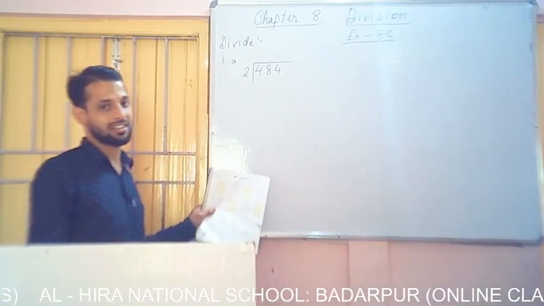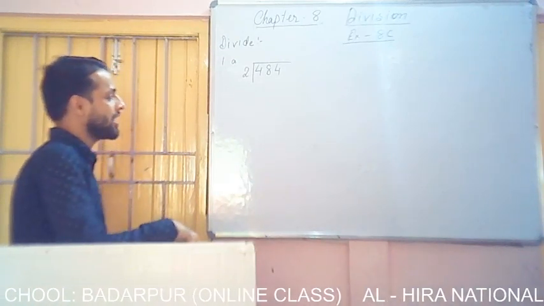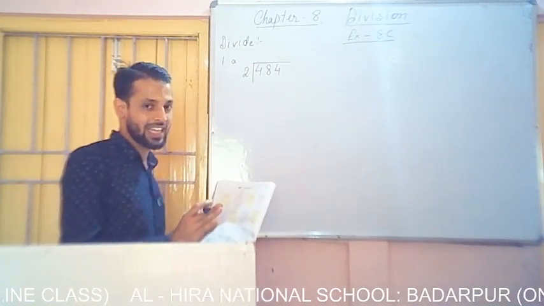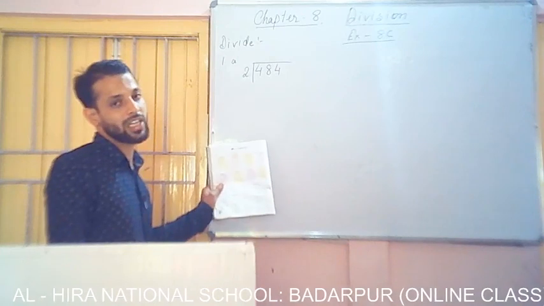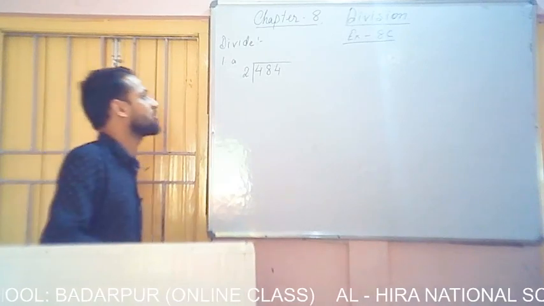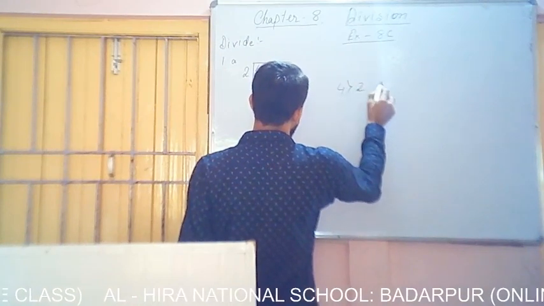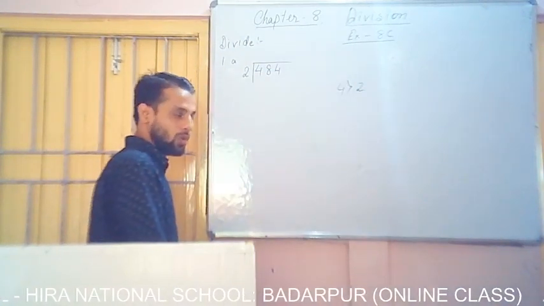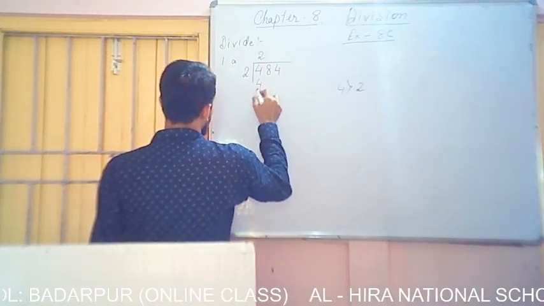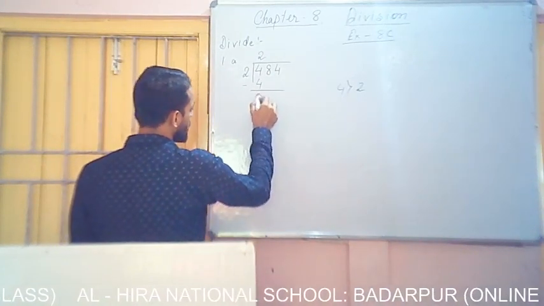As I told you earlier, in case of division, we always have to start from the left side, whether it is a 3-digit number, 4-digit number, 5-digit number, or 1-digit number. If it is a 1-digit number, we start from the ones place. If it is a 2-digit number, we start from the tens place. If it is a 3-digit number, we start from the hundreds place. Here 4 is greater than 2, so we can divide this number easily. 2 multiplied by 2 equals 4. We subtract. 4 minus 4 equals 0.